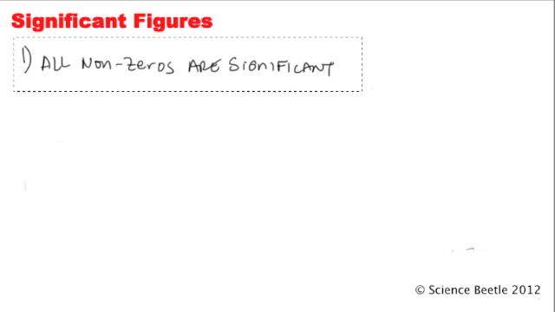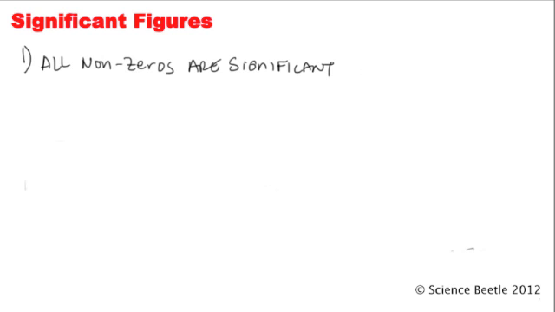Hey, welcome back, students. In today's lesson, what we want to go ahead and do is cover significant figures. When we talk about significant figures, there are 4 general rules that you want to be aware of. The very first rule is going to be that all non-zeros are considered significant when you compare them to zeros.